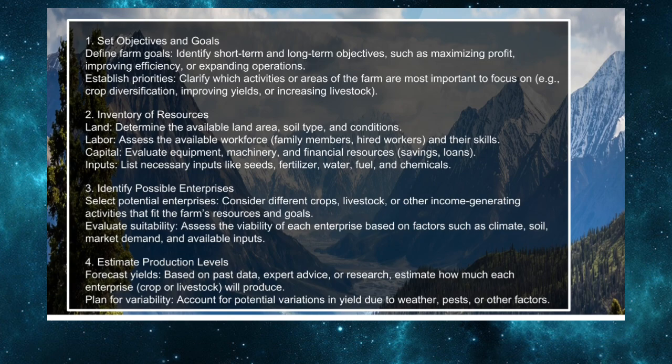The fourth step explains how farmers estimate production levels. They must forecast yields using past data, research, or expert advice to determine how much each enterprise will produce. It is also important to consider potential variations due to weather, pests, or unexpected conditions. Estimating production levels helps determine expected income and guides decisions about resource allocation.